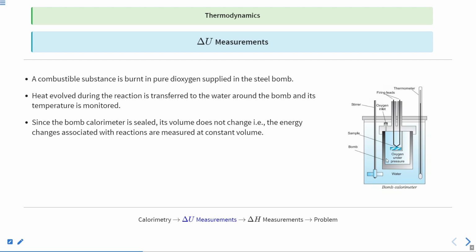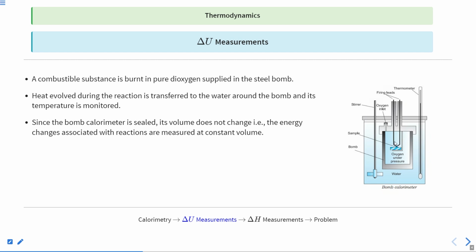Again, volume is kept constant. The heat that is evolved from this reaction is absorbed by the liquid present here, and we measure the temperature change with the help of the thermometer. We already know the heat capacity of that liquid. We multiply the temperature change with the heat capacity to get the heat involved, and since it is done at constant volume, we call it QV, and that QV is equal to the internal energy change involved when we have burned this species.